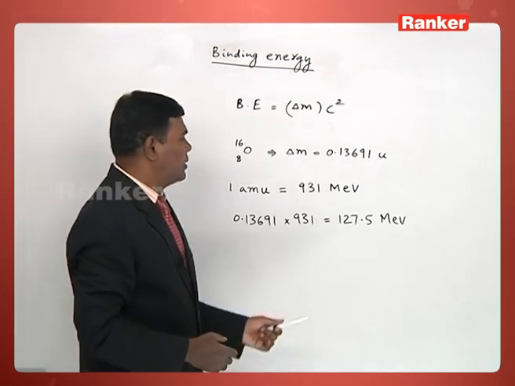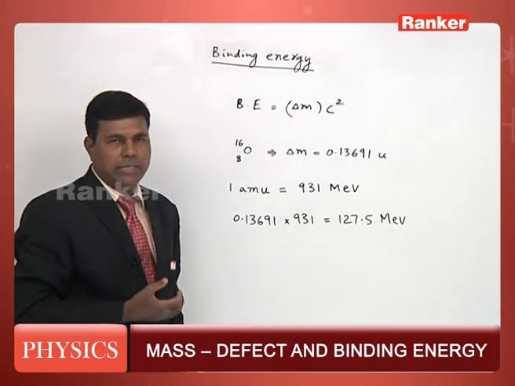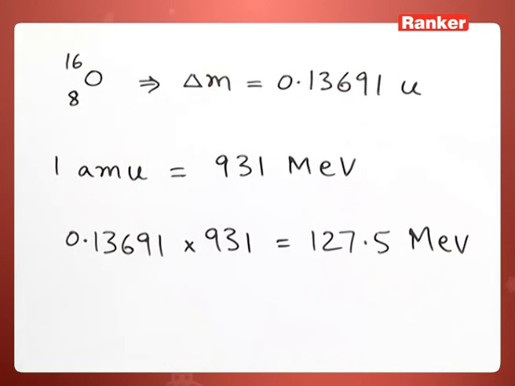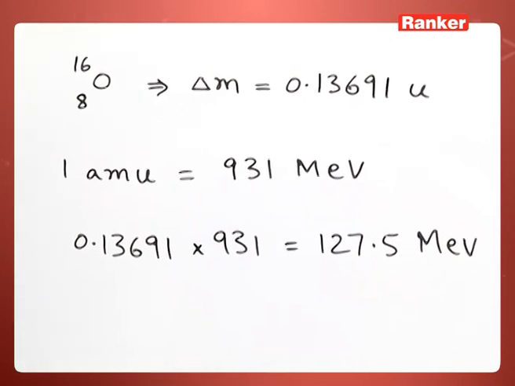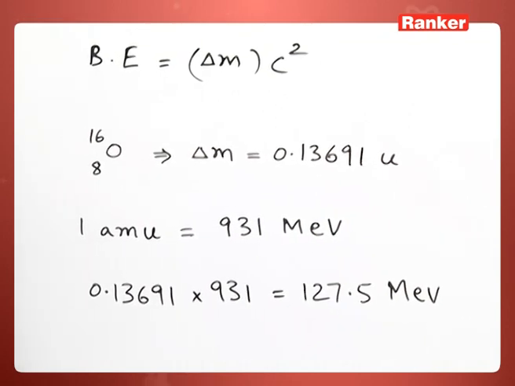This is what we call the binding energy of the oxygen nucleus, which is equal to 127.5 million electron volts. How we got that is, we took the mass defect of the oxygen nucleus multiplied by c square, and you got the value of that much. That is the binding energy in the case of the oxygen nucleus.